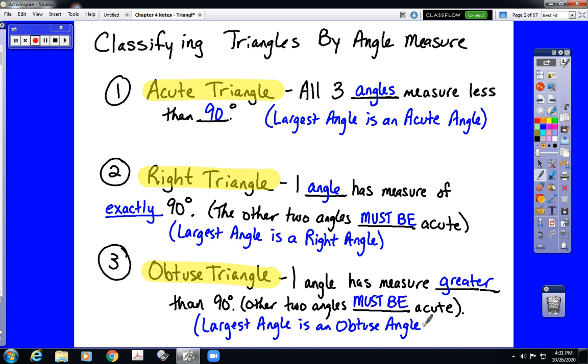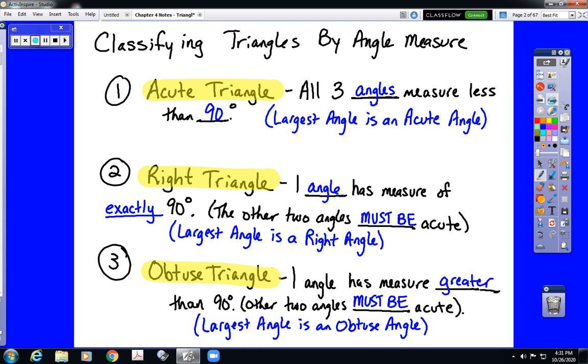So when we say that we are classifying a triangle by angle measure, we're not really classifying all three angles. We're classifying it based on its largest angle. If its largest angle is a right angle, it's a right triangle. If its largest angle is an obtuse angle, it's an obtuse triangle. If its largest angle is acute, then it's an acute triangle. Every single triangle that exists can be given one of these three names. Okay, and will be one of these three. There's no fourth option.